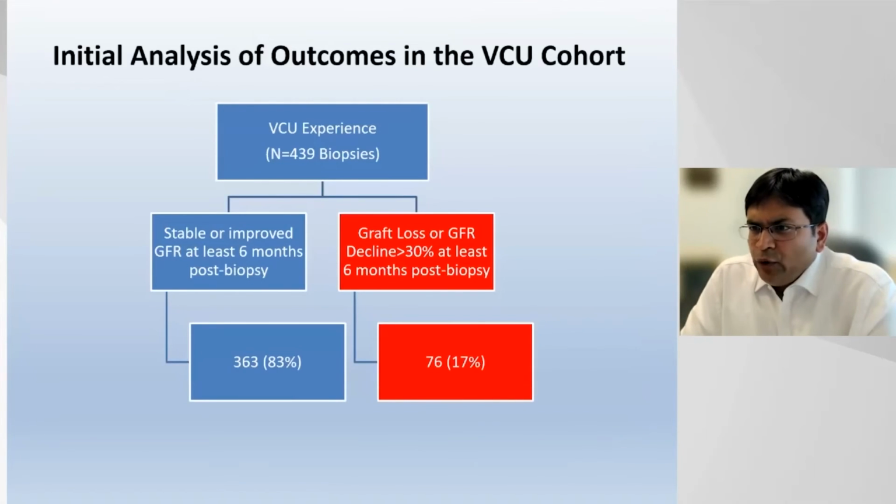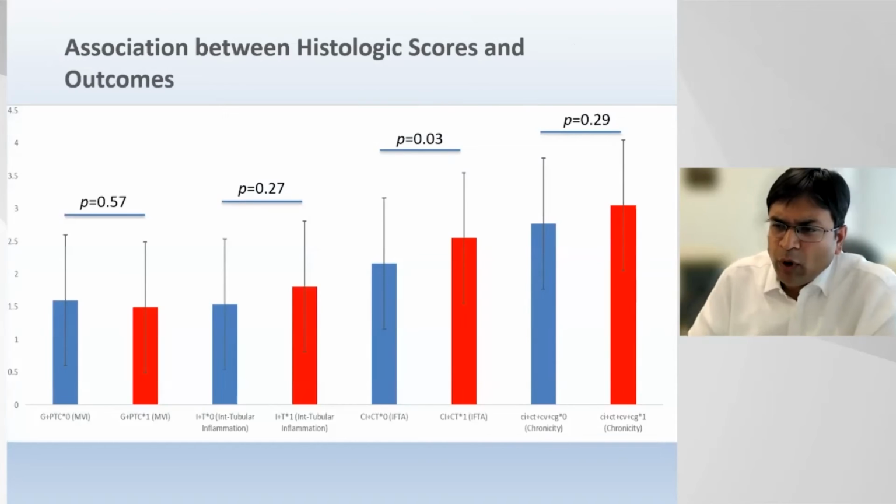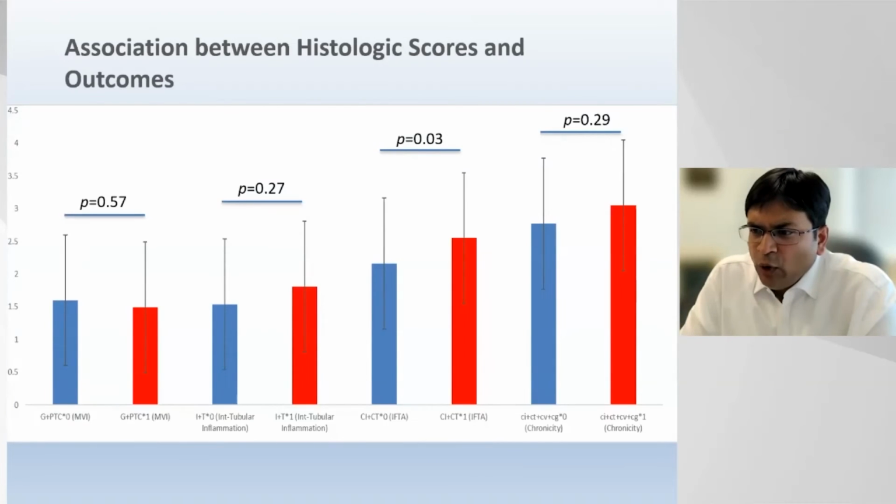We've looked at some other tools from our cohort, and what we did in this particular analysis was to divide our patients into two groups: those who had stable or improved kidney function after the initial biopsy versus those who either lost their transplant or had a loss of GFR of 30% or more at 6 months post-biopsy. And around 70% of this cohort met that definition. When we looked at the predictors of who does what based on histology, you can see that those who had more IFTA on histology did worse, which is not surprising at all. But there are no other differences which are clearly seen in this group.